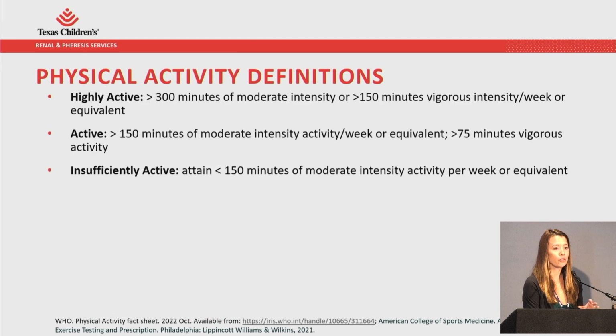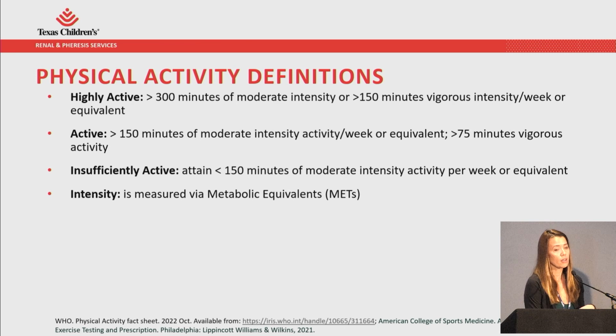There are different categorizations of individuals as far as how much activity they achieve, per week. Highly active is categorized as greater than 300 minutes per week of moderate intensity exercise or 150 minutes of vigorous intensity exercise per week. Active is 150 minutes of moderate intensity or 75 minutes of vigorous activity per week, and insufficiently active is basically anywhere between 0 and 150 minutes per week. Now, of course, you can get a combination of moderate to vigorous, whatever that equivalent looks like.